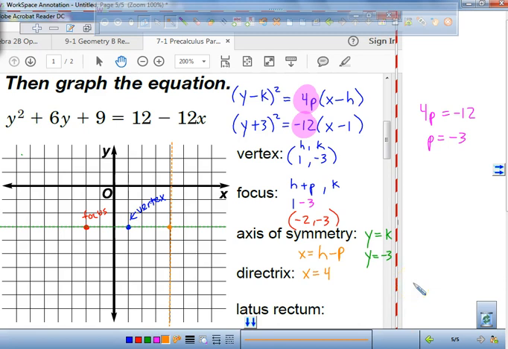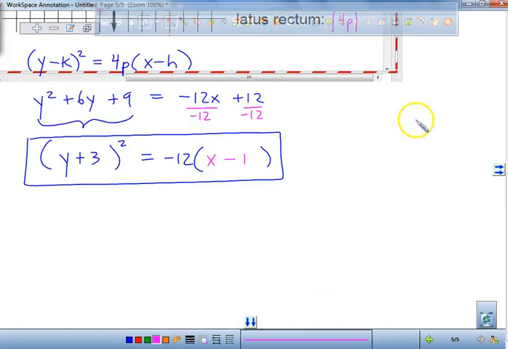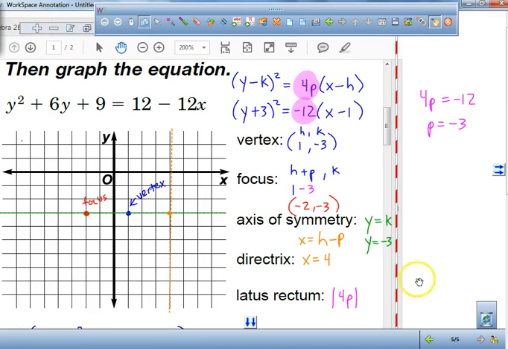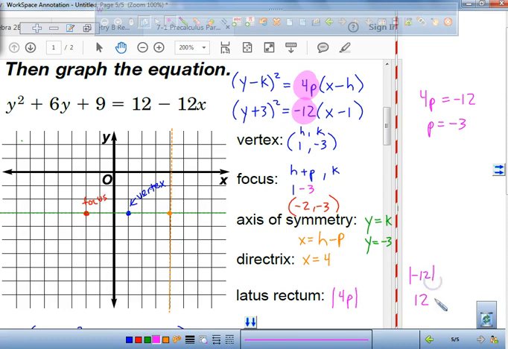And last but not least, what is the latus rectum? The latus rectum is equal to the absolute value of 4p. What is the absolute value of 4p equal to? It's equal to 12, a positive 12, because the absolute value of a negative 12 is a positive 12, which means from here you have to go up.